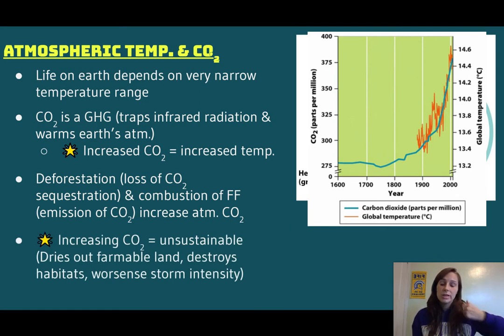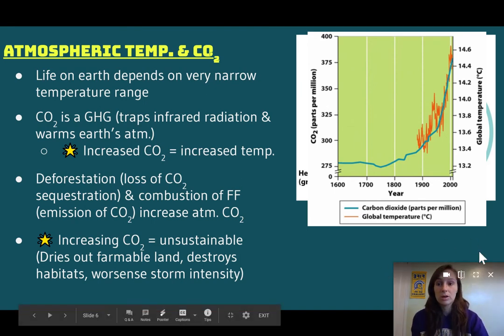And when we have increasing carbon dioxide in the atmosphere, as I said, it leads to increased temperatures. And this shows us that it's not going to be sustainable. And part of the reason why it's not sustainable is it's actually going to continue impacting things that we need to be living in a sustainable way. It's going to be drying out farmable land. It will be destroying habitats. It will be worsening storm intensity. So things like tornadoes and hurricanes and droughts and wildfires are all going to increase when we are having this increasing atmospheric temperature, which is not so great for those of us trying to live here on planet Earth.